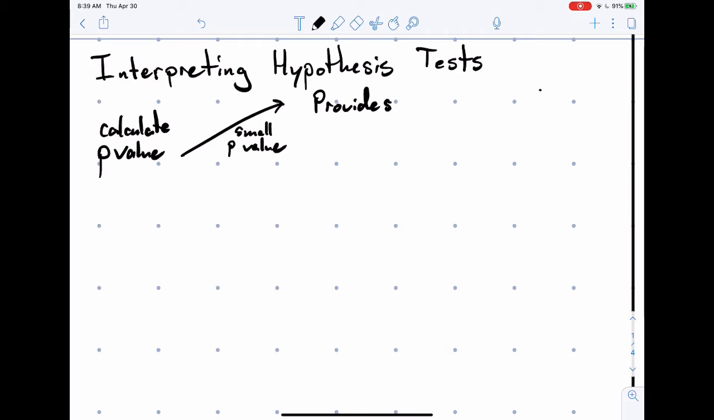So it provides evidence against H0, the null hypothesis, that is. That is, it's really unlikely for this to happen with H0.